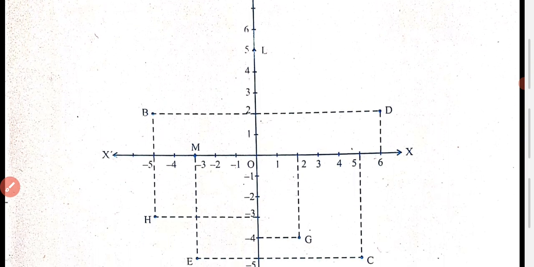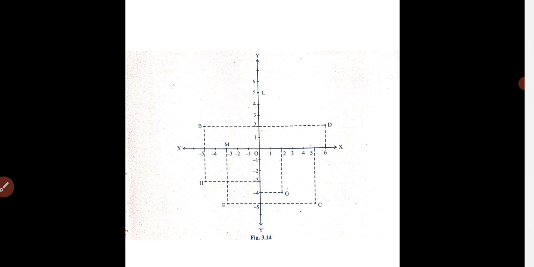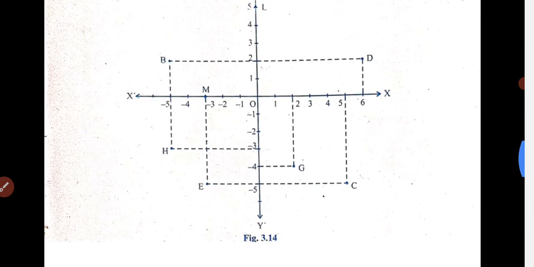The next question is based on a diagram. One diagram is given. First you have to study that diagram. I will show you how to study it, then we will come to the question. The question comes like this: see figure 3.14. First you have to see the figure, and then write the following answers.